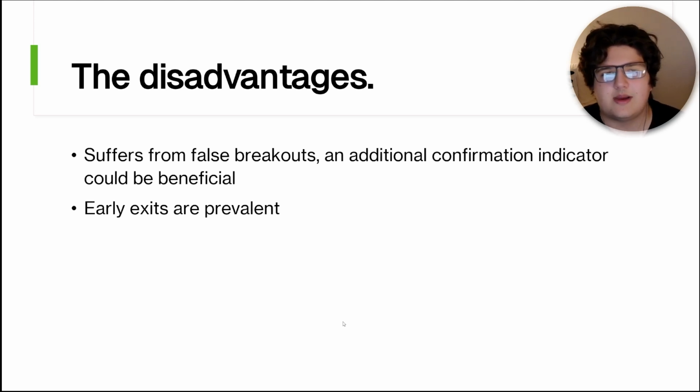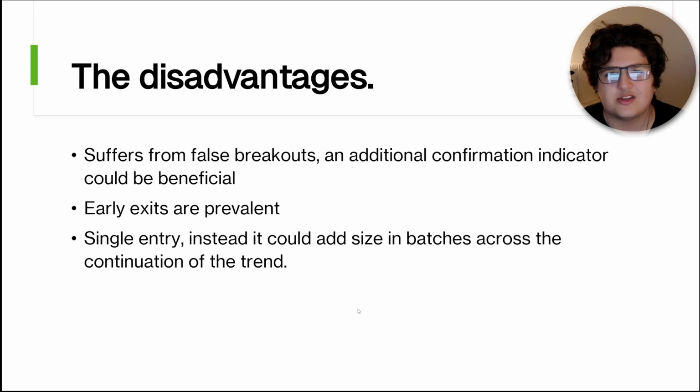And there's actually another idea here where it's only using single entries. So instead, it could be adding size in batches across the continuation of the trend. So let's say it breaks above, and we're then going to be looking to add every time it touches like the 20 EMA but doesn't break below the 50 EMA, for example. That could be an okay condition to keep on pyramiding into size. Or you could say, if it breaks the previous day's high again, then it's adding more size, things like that.